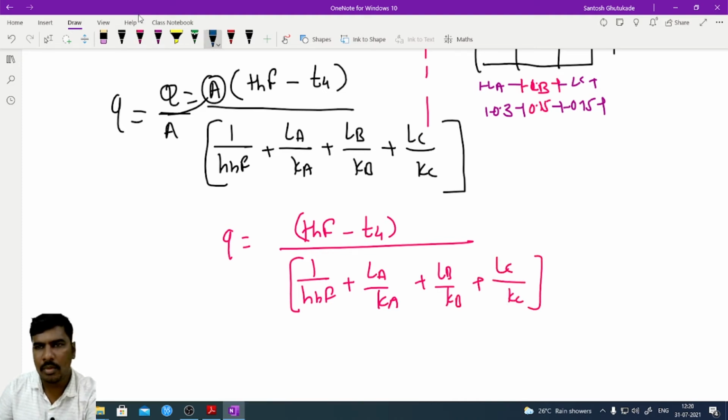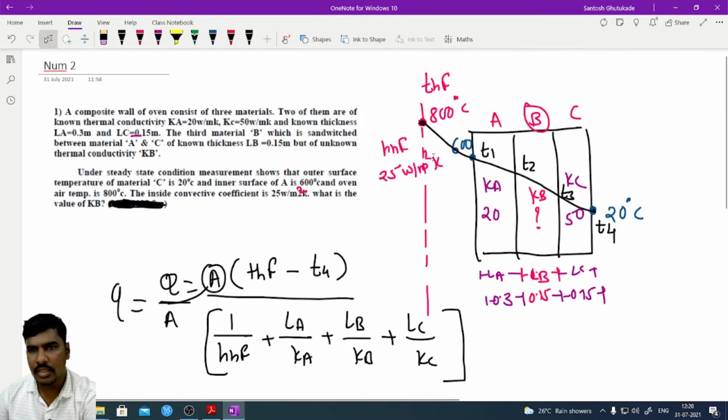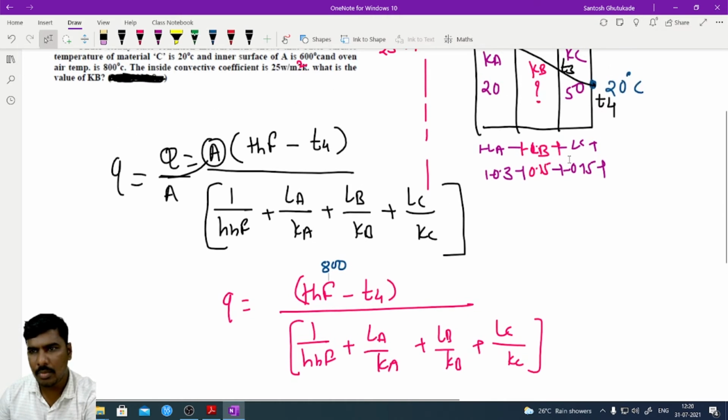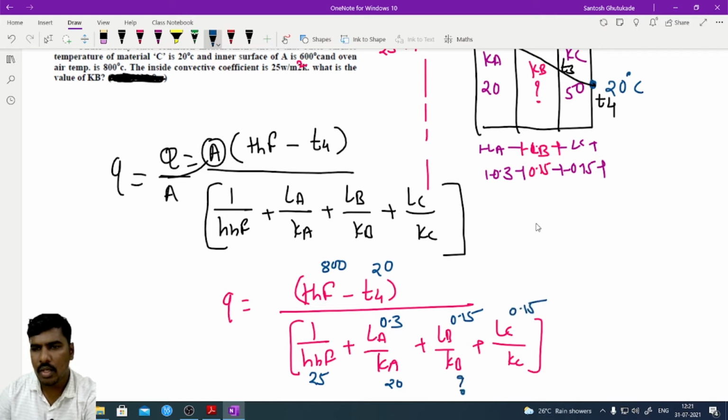So if you check in this problem, what is given? THF, the inside temperature, is given as 800. Then the outside temperature is 20 degrees, T4 is given. HHF, the inside heat transfer coefficient, is given as 25. Then the thickness of the first layer LA is given as 0.3. Thermal conductivity of the first layer is given as 20. LB is given as 0.15 and Kb is unknown. LC is given as 0.15 and Kc is 50. So these values are given.